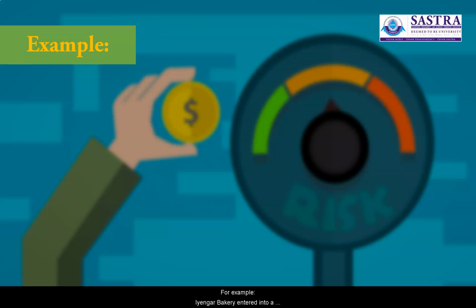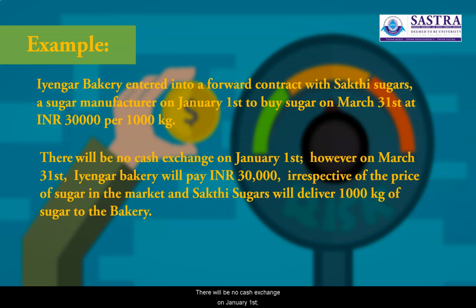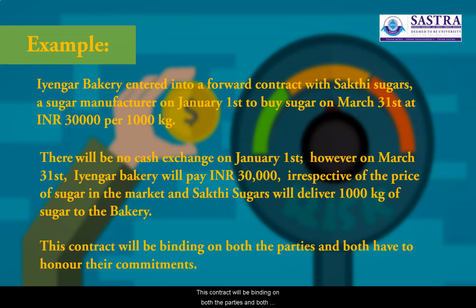For example, Iyengar Bakery entered into a forward contract with the Shakti Sugars, a sugar manufacturer, on January 1st to buy sugar on March 31st at Rs 30,000 per 1000 kg. There will be no cash exchange on January 1st. However, on March 31st, Iyengar Bakery will pay Rs 30,000 irrespective of the price of sugar in the market, and Shakti Sugars will deliver 1000 kg of sugar to the bakery. This contract will be binding on both the parties and both have to honor their commitments.